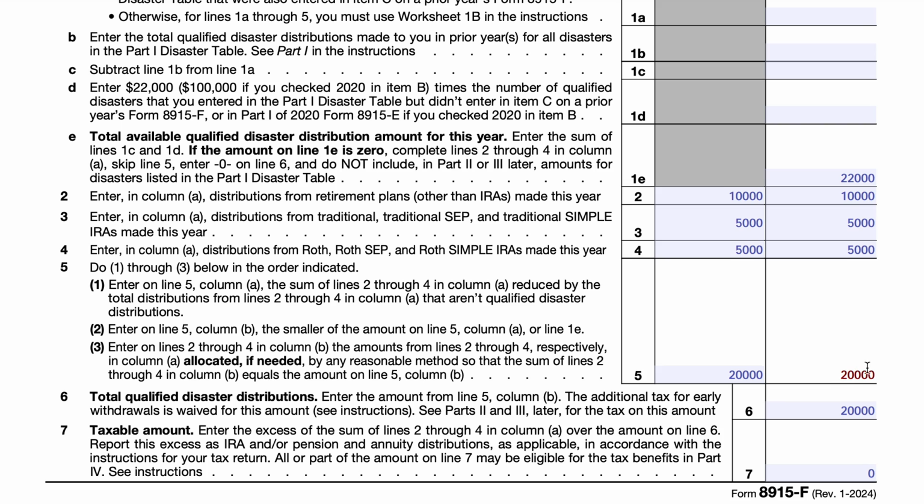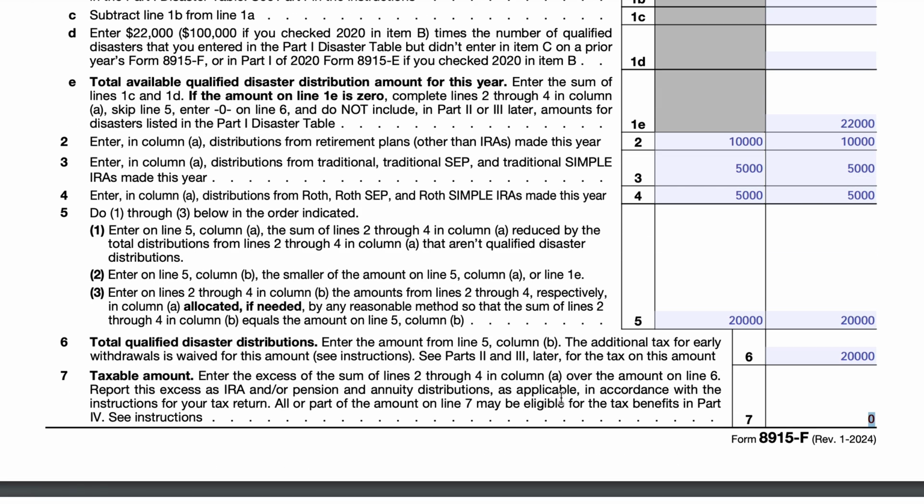And then, in the previous example, you would have had to include the excess of that $35,000 over the $22,000. So you would be entering $13,000 in here. However, we don't have to do that. We actually have a zero amount in this line because lines 2 through 4 in column A are not greater than the line 6 amount. So in this part 1, we're calculating a zero taxable amount.